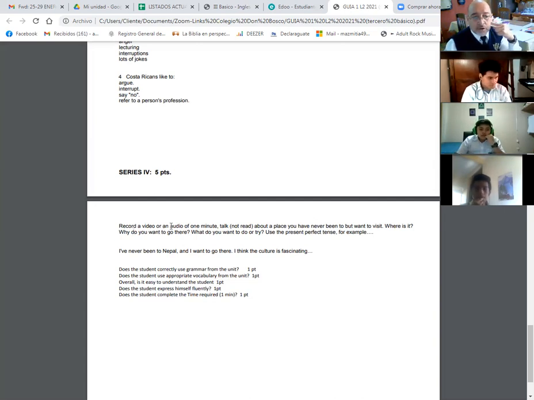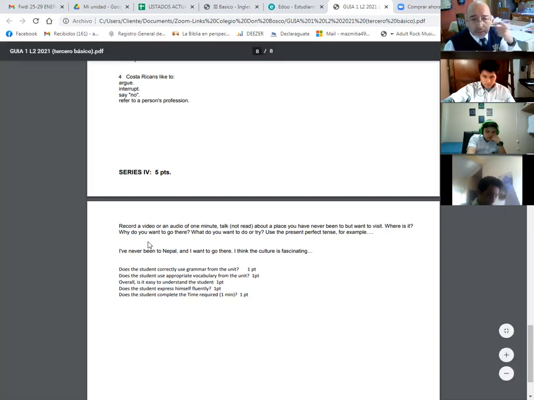It says here, record a video or an audio of 1 minute talking about a place you have never been but want to visit. Where is it? Why do you want to go there? What do you want to do or try? Use the present perfect tense. For example, I've never been to Nepal and I want to go there. I think the culture is fascinating.